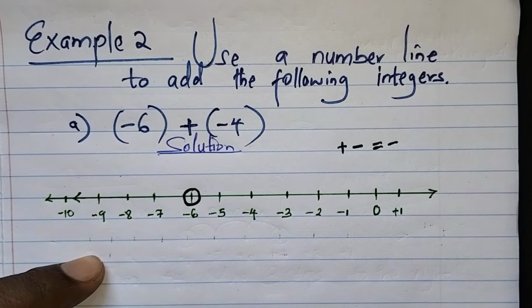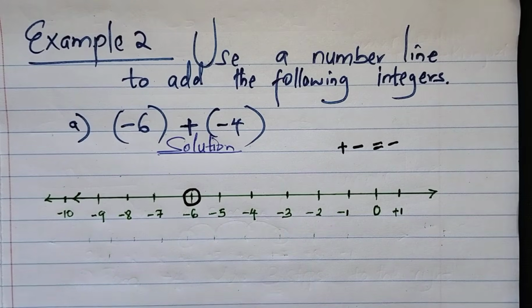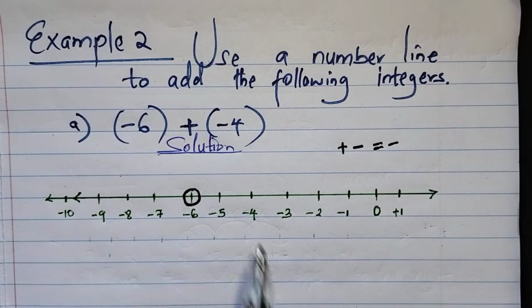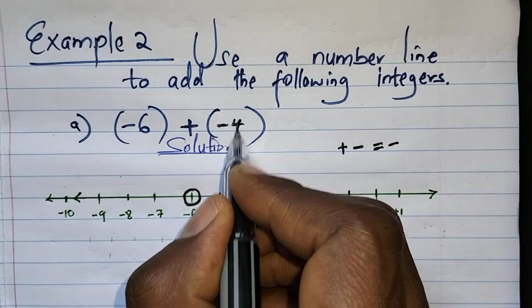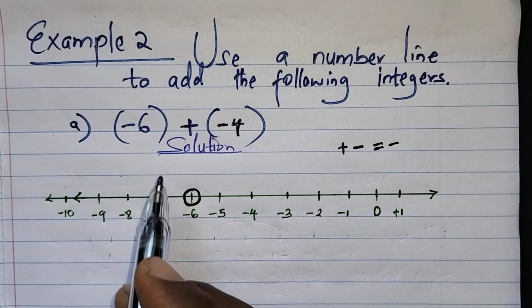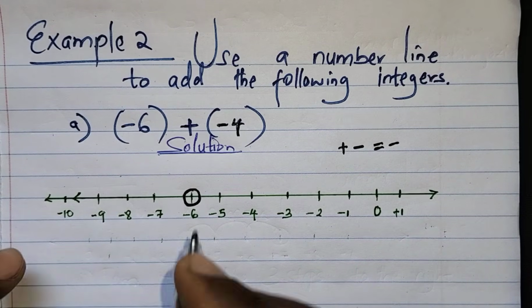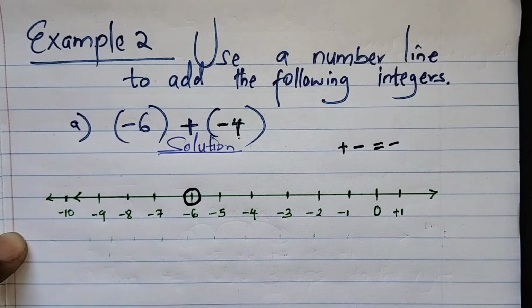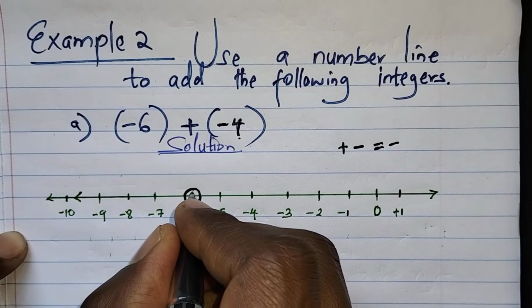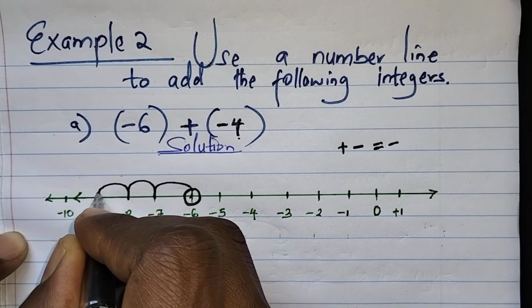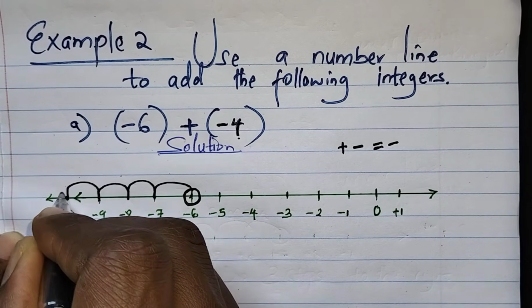So it means we will move 4 steps towards the left because of this negative. Because of this negative at 4, we shall move in the opposite direction and not the positive direction. So we shall go how many steps? 4 steps to the left.